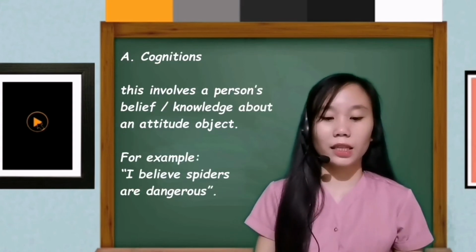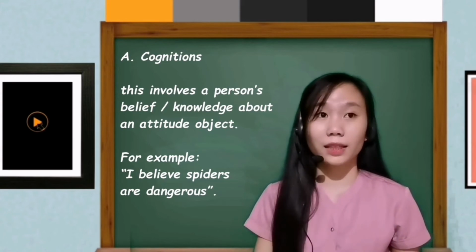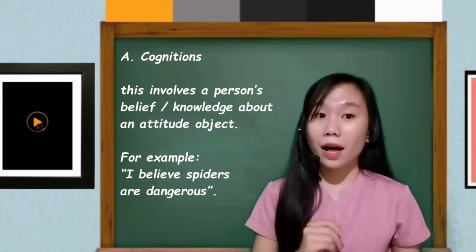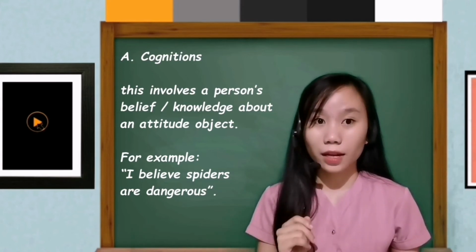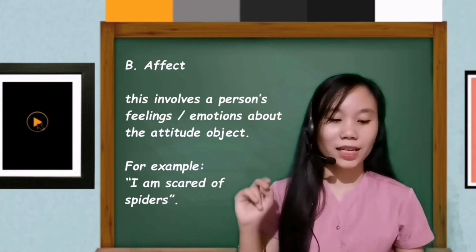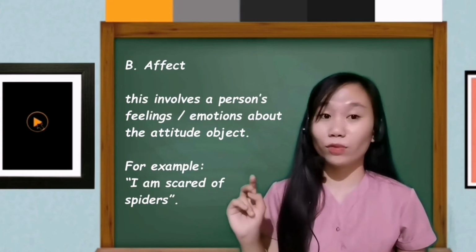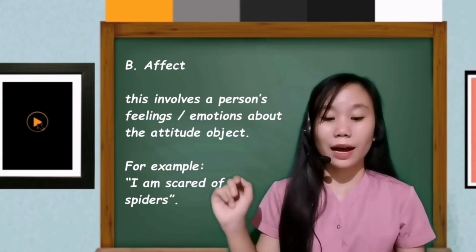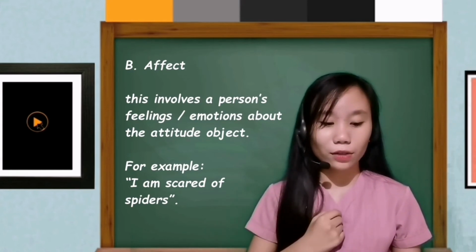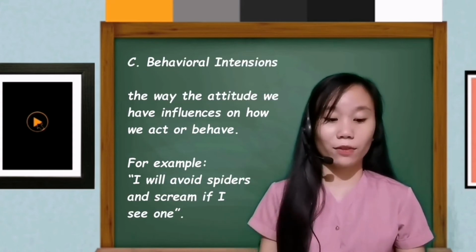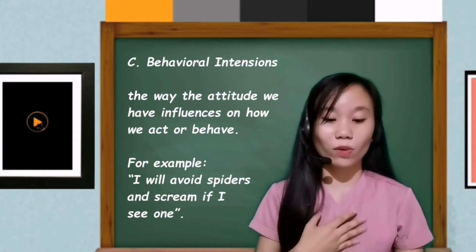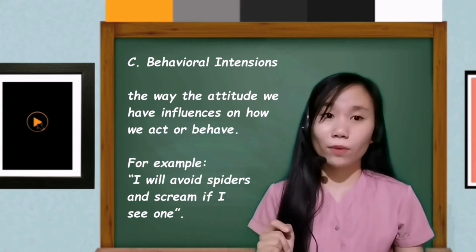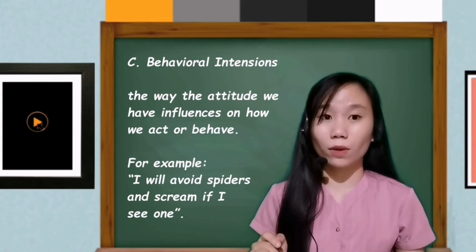First is cognition. It involves a person's beliefs and knowledge about an attitude object. For example, I believe that spiders are dangerous. And the second one is the affects. It involves a person's feelings or emotions about the attitude object. I am scared of spiders. Third is behavioral intention. It is the way that the attitude we have influences how we act or behave. I will avoid spiders and scream if I see one.